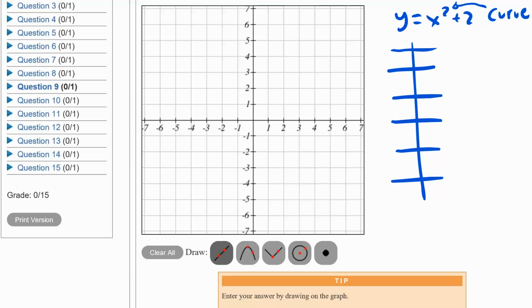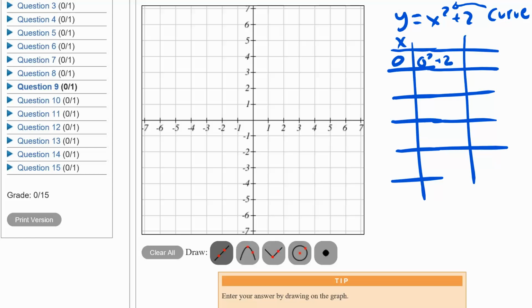So you can plug in a 0. If you plug in a 0, it'll be 0 squared plus 2. Let me do a little bit of work here. Actually, let me kind of graph this out. This is called a working table, where you have your plug-in value, you have your equation, and you do the work to get your y value. So 0, 2 is what we have.